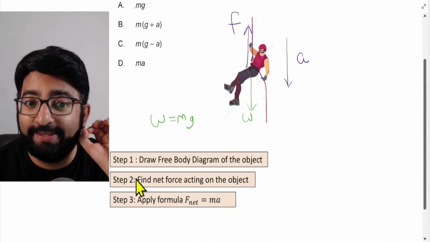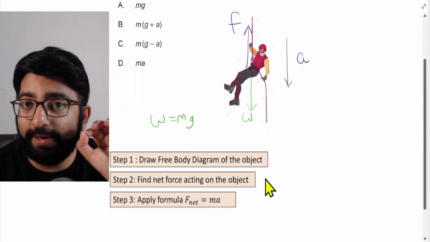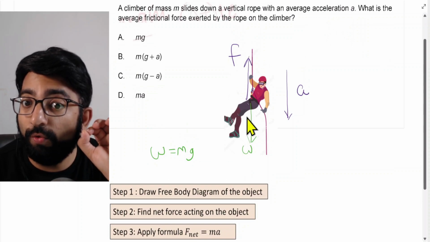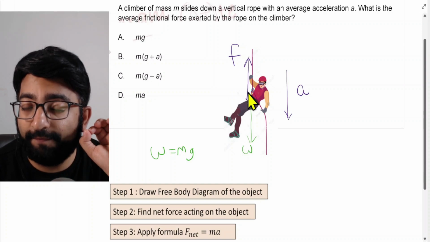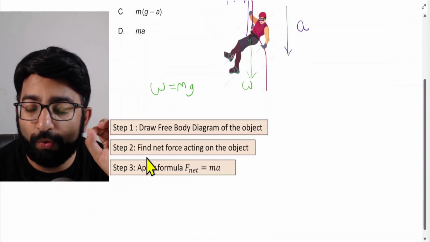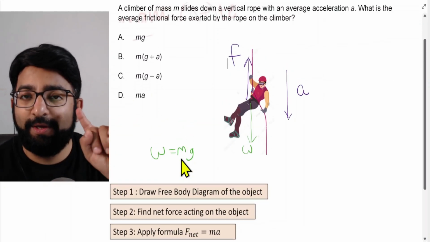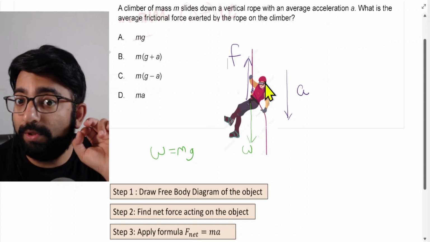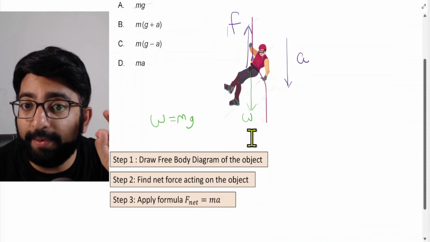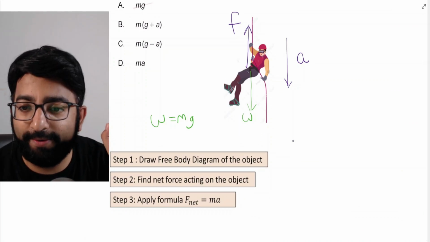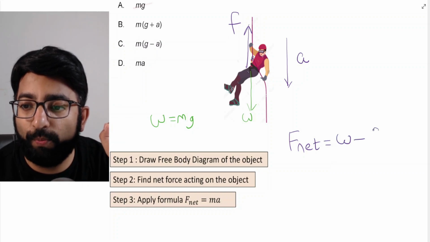So let's proceed. Step number one, to draw the free body diagram, we already have done. There are two forces acting on the person. One is the weight going downwards, and then we have the friction going upwards. Step two is to identify the net force. So we have two forces, and both the forces are acting in the opposite direction. So the net force will be W minus F. Let me write down: the net force acting on the person will be W minus F.